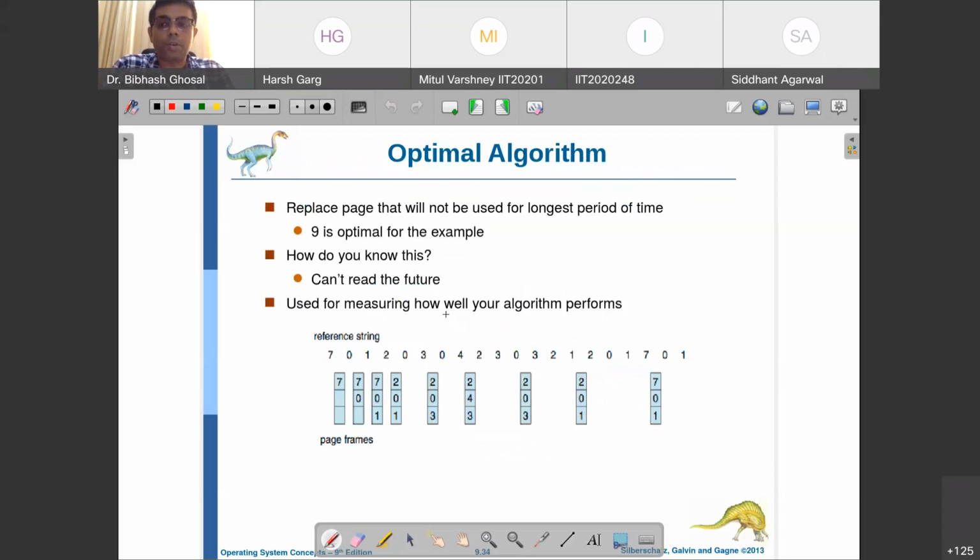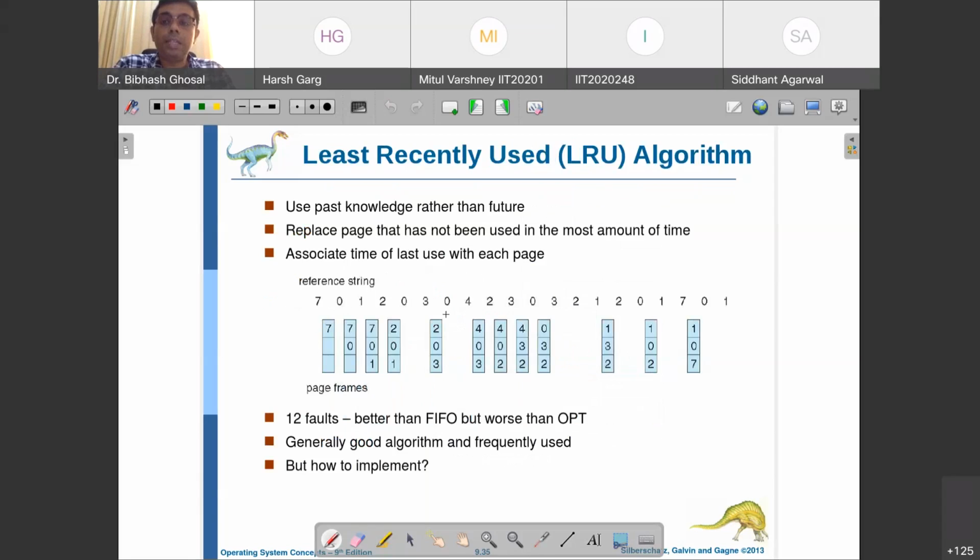But that's not possible because you don't know the future. You don't know which processes are going to come, which pages are going to come. So finally, we end up with something called least recently used. We decide which page to remove based on which was least recently used. So you look at the past knowledge rather than the future. Optimal says that you should go into the future to see. That's not feasible.